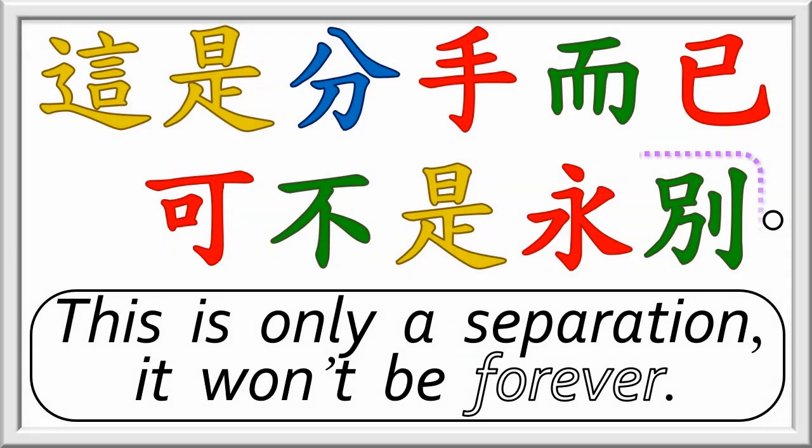永别 means to part forever, never to meet again, or be parted by death. 这是分手而已，可不是永别. This is only a separation. It's not going to be forever. Now that we have yong, we can review yang, the character for a sheep or goat, and then combine the two into a new phonetic.